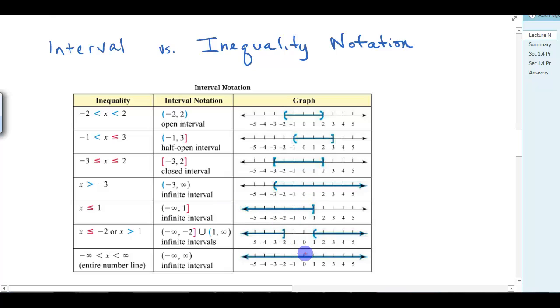All right? So if you had the entire number line or an infinite interval, this is what it would look like. Negative infinity less than x less than positive infinity, or in parentheses like that, because you can never reach infinity. So you would not have a bracket on those.